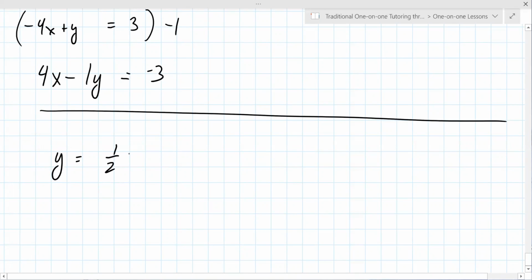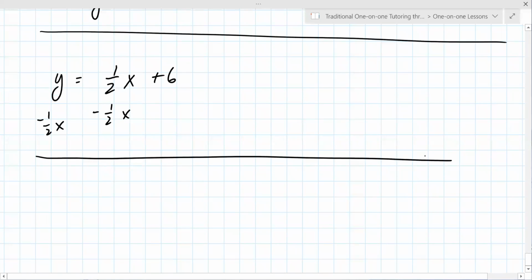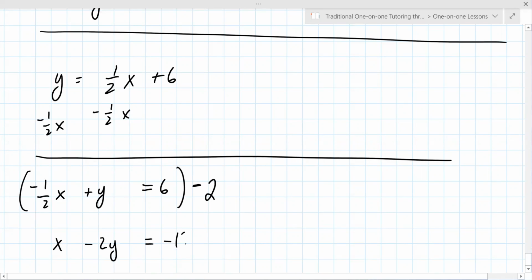So then if you get that, here's the final variation that you might see, because you were asking about this: y equals 1/2 x plus 6. Okay. So when you move this over, not only is it not an integer, it's negative as well. Negative 1/2 x plus y equals 6. So you multiply by a negative, but then you want to get rid of the fraction as well. So you multiply by -2. So that gives you x minus 2y equals -12.